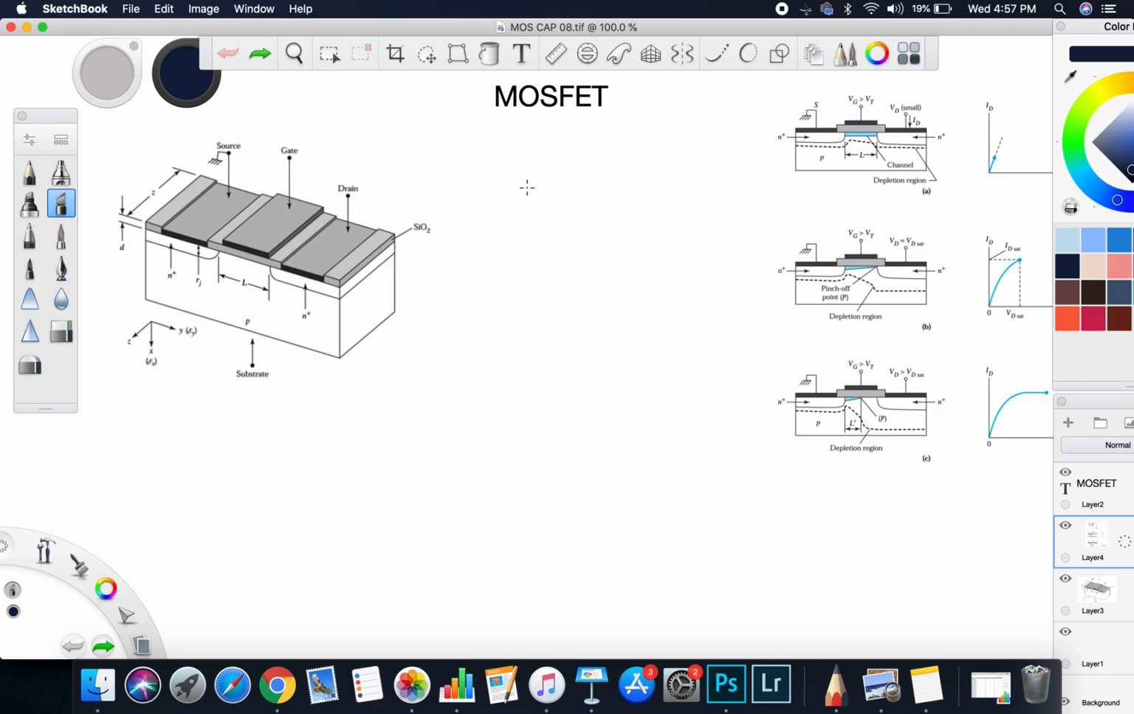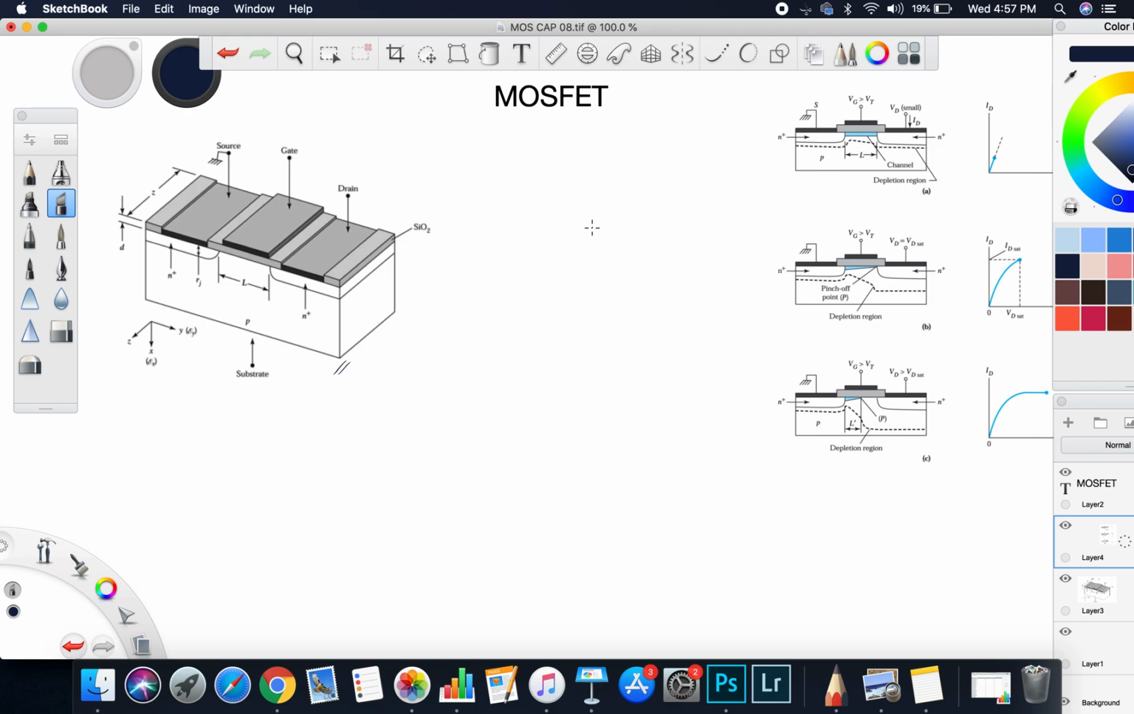We are done with the MOS capacitor. Let's take a look at MOSFET. Now, MOSFET has many acronyms, including IGFET, which stands for Insulating Gate Field Effect Transistor, MISFET, which stands for Metal Insulator Semiconductor Field Effect Transistor, and MOS, which stands for Metal Oxide Semiconductor Transistor. Now, this figure shows you the perspective view of an N-channel MOSFET.